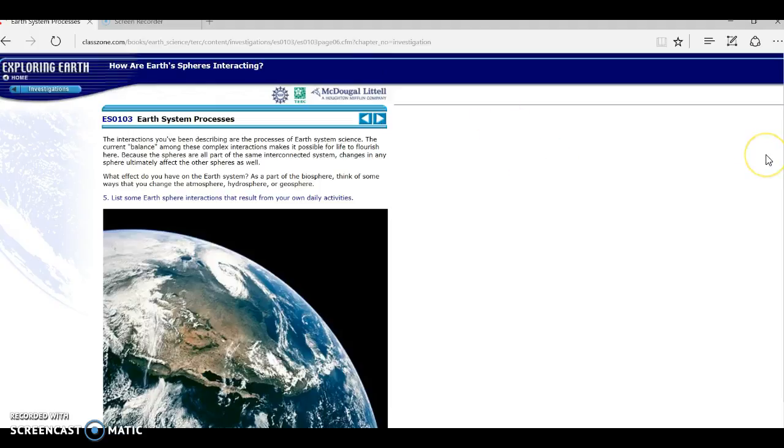And this is all called Earth science, and the current balance makes it possible for life to flourish. The spheres are all part of interconnected systems, and the changes in any sphere can ultimately change the other spheres as well. Think about, you go out and you look for fossils in our area, which would now become part of the geosphere because it's part of the soil. And those fossils that we see are aquatic. So we used to be part of a shallow sea here, and so the water isn't here in the same way. So it's affected the biosphere, what can live in this area. You can go out your door and you can find those things.